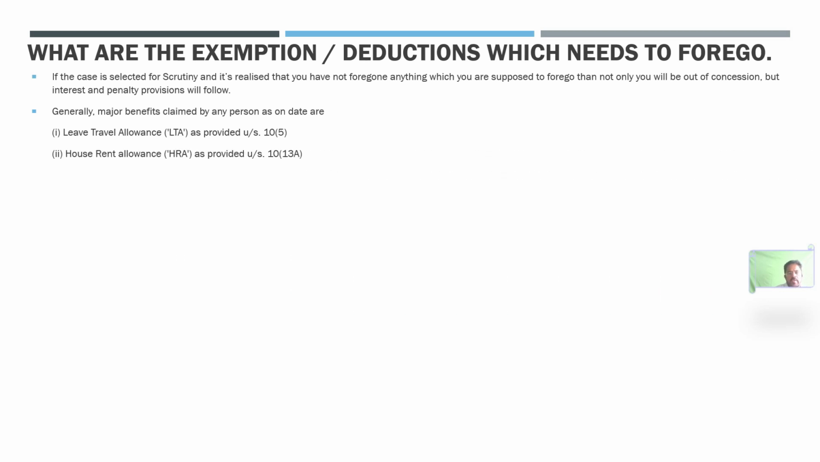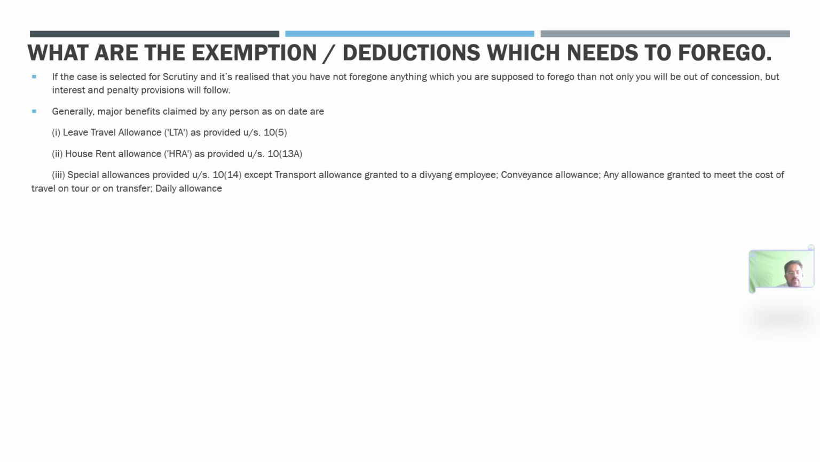Then the house rent allowance. Now if in your salary you are getting a house rent allowance and you are claiming an exemption on that house rent allowance because you are staying in rented premises, then that house rent allowance exemption will be withdrawn under section 10(13A). Then you might be getting a special allowance which is exempted under section 10(14). Then that has to be foregone.